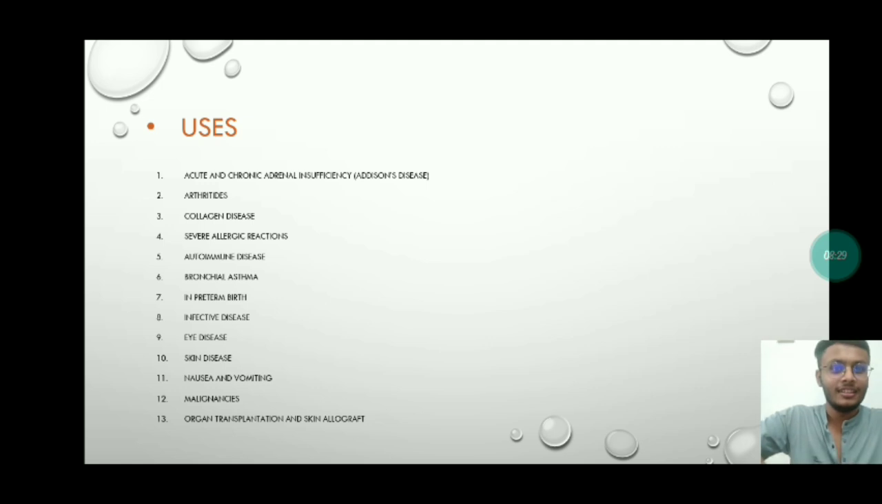Okay, let's dive into the uses of corticosteroids. It is used in acute and chronic adrenal insufficiency. Adrenal insufficiency means there is adrenalectomy, there is no presence of corticosteroids at all because the adrenal gland is removed. It can be used in various arthritis like osteoarthritis, rheumatoid arthritis, rheumatic fever, and also in various collagen diseases like systemic lupus erythematosus, glomerulonephritis. It is also used in severe allergic reaction, in anaphylactic reaction, because it suppresses the immunity.